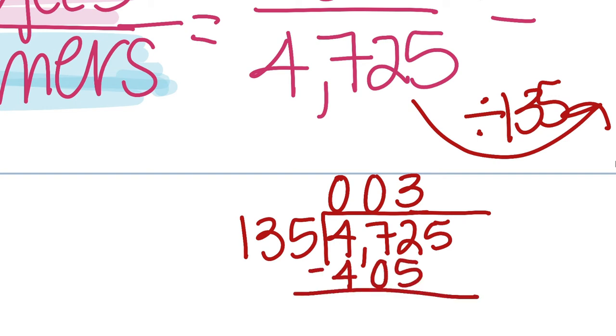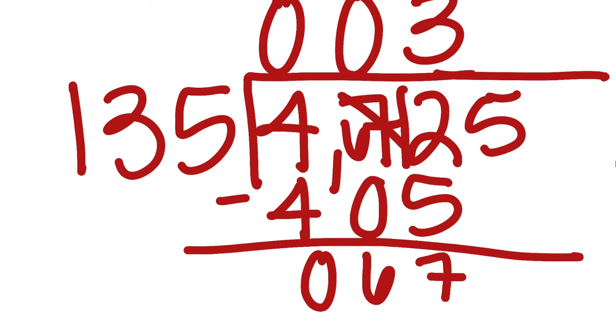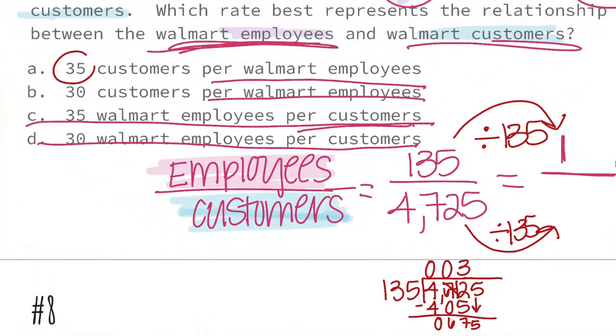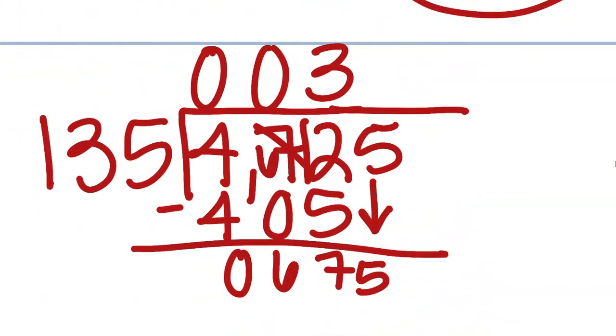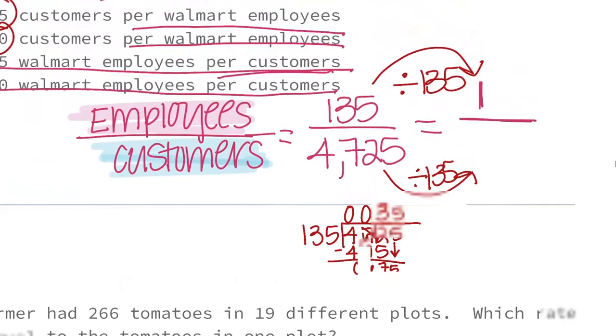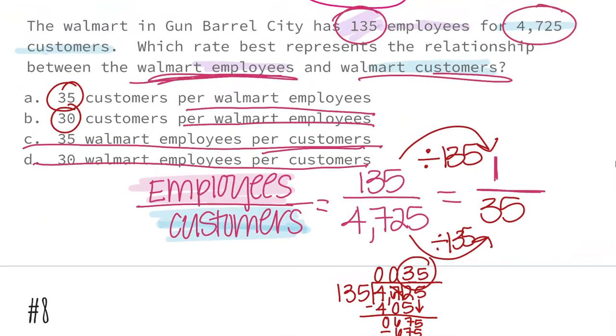Okay, subtract. Got to borrow. 12 minus 5 is 7. 6 minus 0 is 6. 4 minus 4 is 0. So 67. Bring down the 5. I'm going to guess 5 times, and I'm looking at my answer choices. My answer choices are 35 or 30. So I know it's got to be a 5 or a 0, and I know it's not 0. So 5 times 135 is 675. So 35. So if I have 1 employee, I have 35 customers. So 35 customers per employee, which is answer choice A.